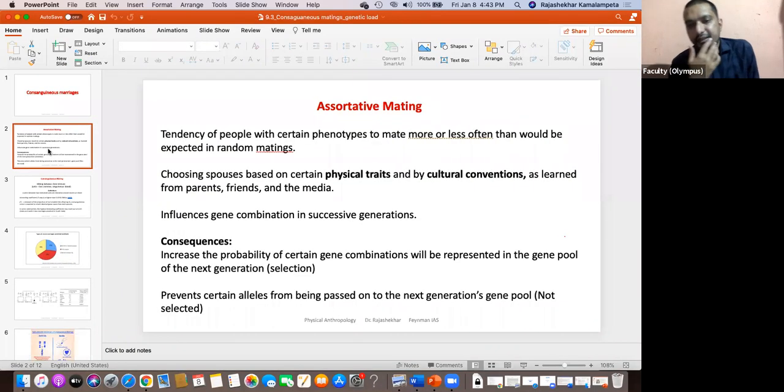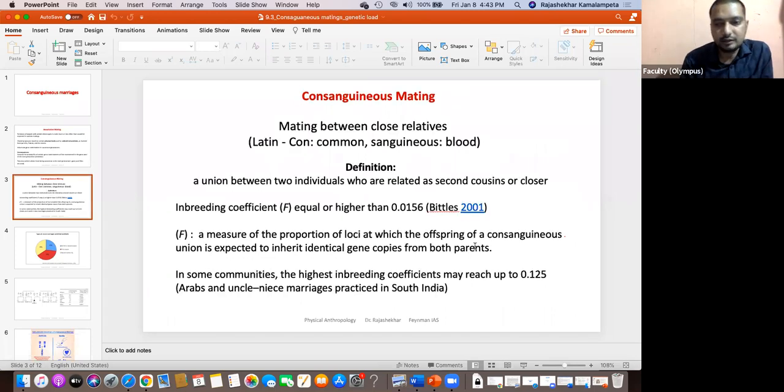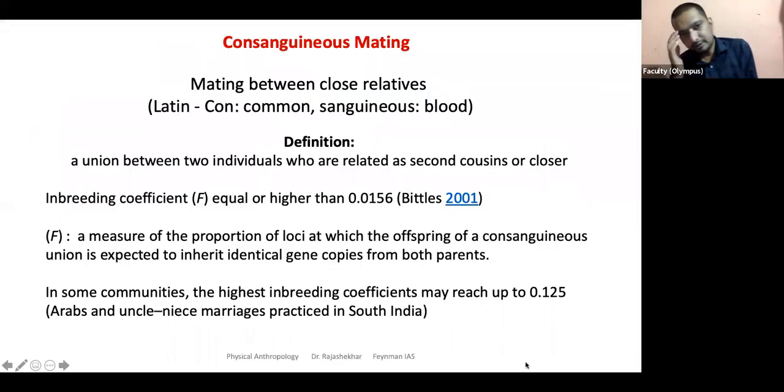So this could be taken as part of assortative mating that we discussed, where physical traits or cultural conventions are the basis on which people select the mate, the partner, correct? So one such thing is consanguineous marriages. Consanguineous marriages refers to mating between the blood relatives or close relatives. In Latin, con refers to common, sanguineous refers to blood. So blood related marriages are marriages between close relatives.